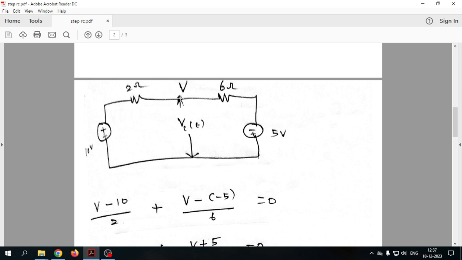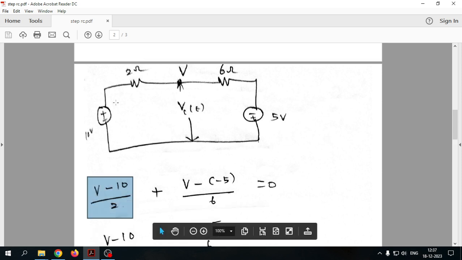Okay, as per the nodal analysis, this will be (V minus 10) by 2 plus V, this is minus plus, so we want to take minus 5, and according to nodal analysis this is V minus of minus 5, divided by 6. To understand more about nodal analysis, I have given separate videos, you can take a look at that.